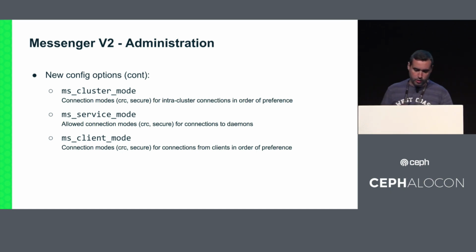You should check them out. What are the default values for Nautilus? And you can change these options to just choose CRC, or for some cases CRC and others secure.